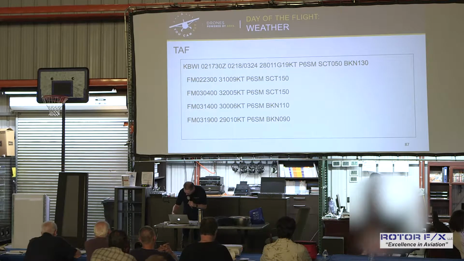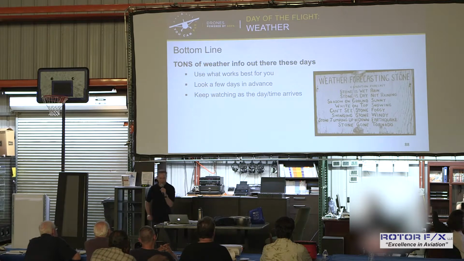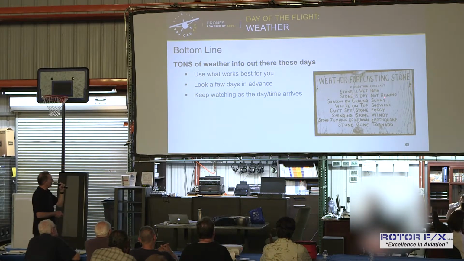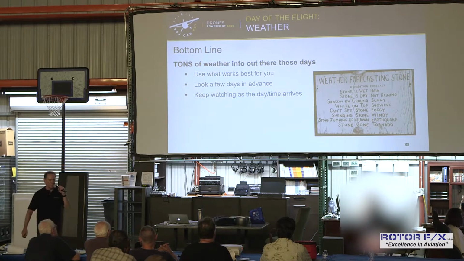Okay, where are we here? Oh, I like this. Can you guys see this weather forecasting stone? I don't know where they got this thing, but I got a kick out of it. If the stone is wet, it's raining. If the stone is dry, it's not raining. If the shadow is on the ground, it's sunny. If the stone is jumping up and down, there's an earthquake. If the stone is gone, it's a tornado, right?